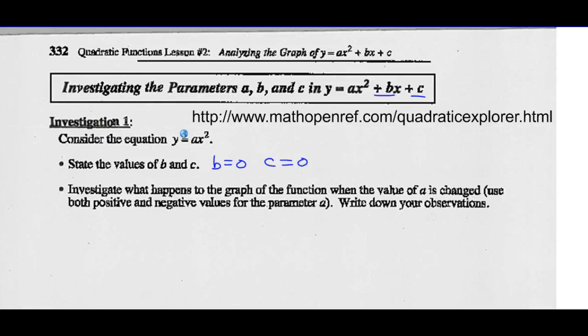Investigate what happens to the graph of the function when the value of a is changed. Use both positive and negative values for the parameter. Write down your observations. Okay, so let's do this.